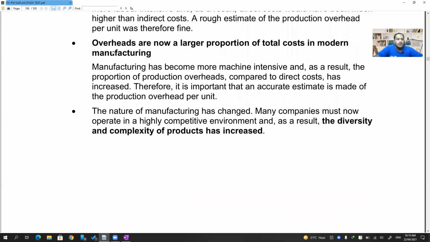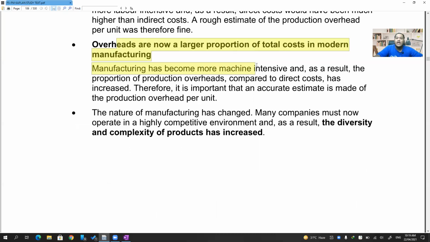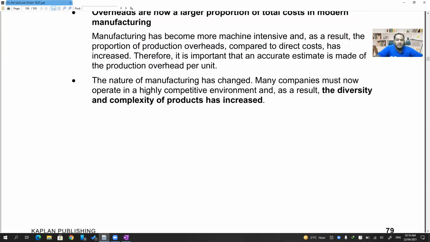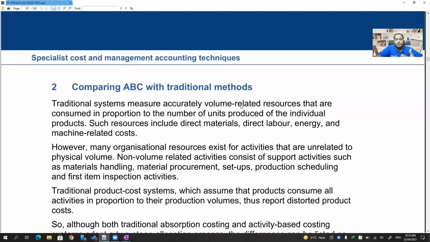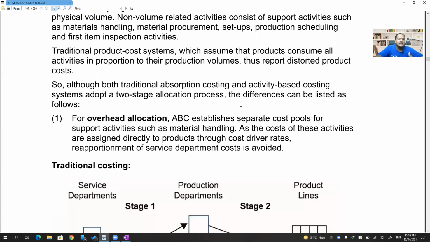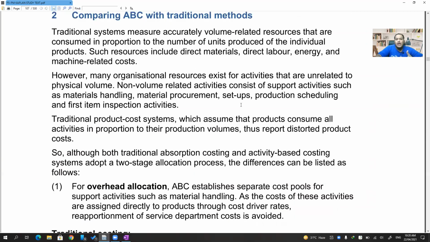Next one. Overheads are now a large proportion of the total cost in modern manufacturing. Diversity has increased. We are producing different types of products. Complexity is increasing. So, because of all these reasons, we need different types of costing techniques which are much more appropriate to the current market scenario rather than the old techniques.